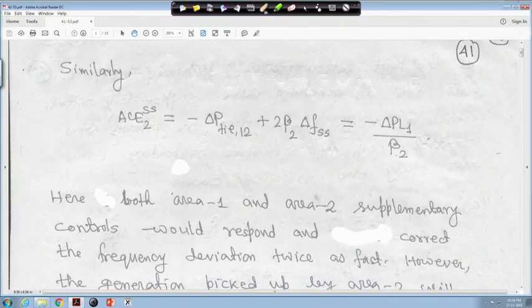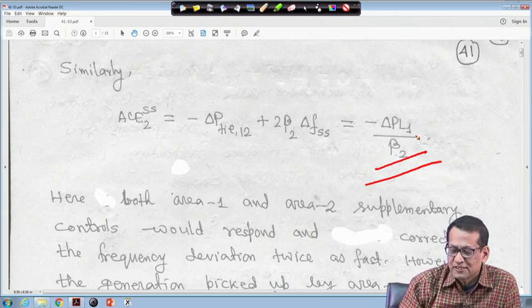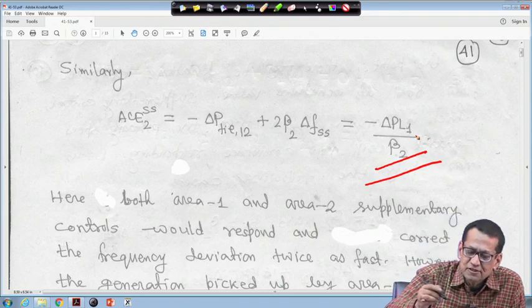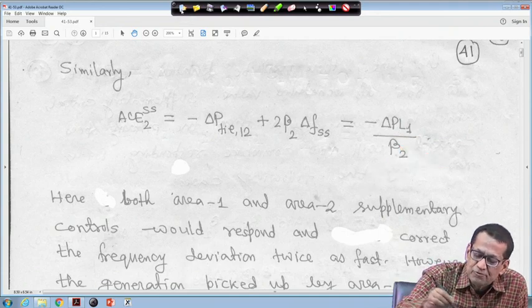So this is actually the steady state error. That means in that case, area 2 generators also have to respond, right. So in that case, if you put it in that expression, you will get simply minus delta PL1 upon beta 2. Now, if you look into that, this is coming as minus delta PL1 upon B2, right.